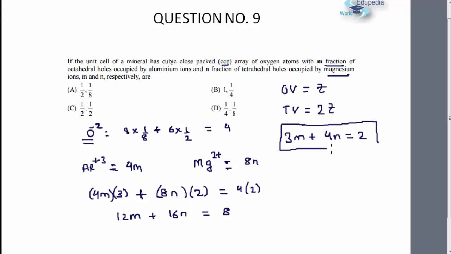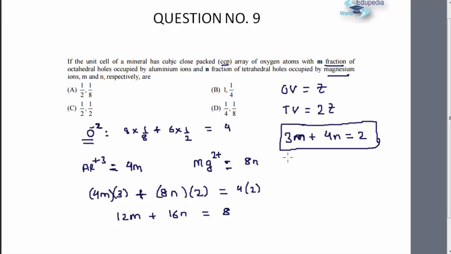Now obviously you cannot solve this equation because there are 2 unknowns and there is only one equation. So how do we go ahead from this point? As we all know, this is a single correct type question, so we are going to substitute the values over here and then check for the answers.